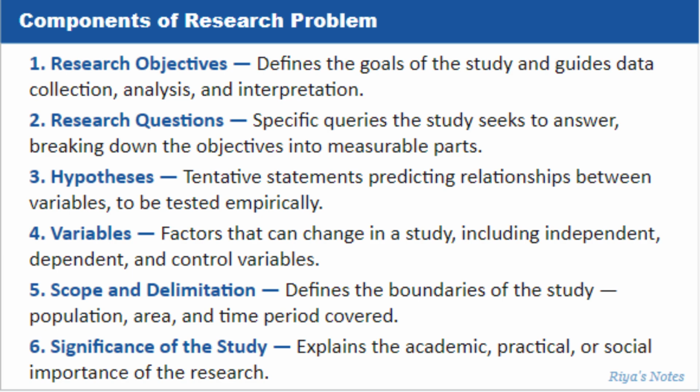4. Variables. Factors that can change in a study, including independent, dependent, and control variables. 5. Scope and delimitation. Defines the boundaries of the study, population, area, and time period covered. 6. Significance of the study. Explains the academic, practical, or social importance of the research.